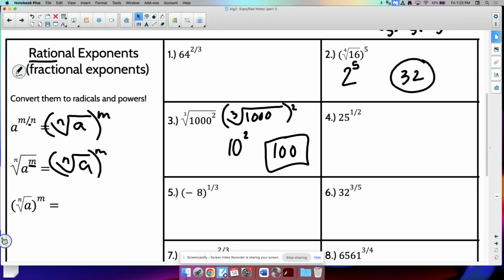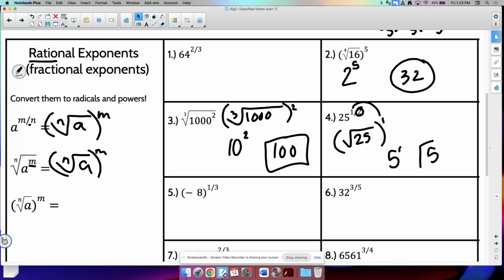All right, now number 4. Now we have a fractional exponent. When you see a fractional exponent, there are 2 pieces of information. The bottom number tells you what type of radical, so a 2 means it's a square root. The top number is the power. So what's the square root of 25? 5. What is 5 to the first power?